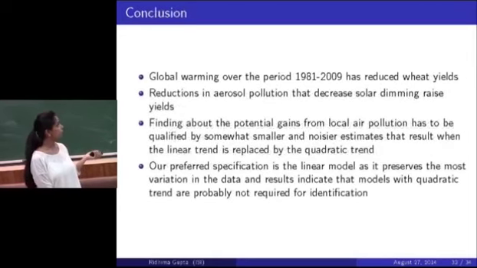My conclusions. Global warming over the period 1981 to 2009 has reduced wheat yields. Reductions in aerosol pollution that increase solar radiation raise yields, but this finding about the potential gains from local air pollution has to be qualified by somewhat smaller and noisier estimates that result when the linear trend is replaced by the quadratic trend. Our preferred specification is the linear model because it preserves the most variation in the data, and results indicate that models with quadratic trend are probably not required.